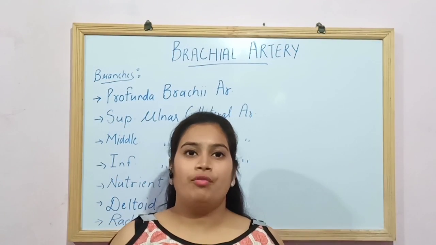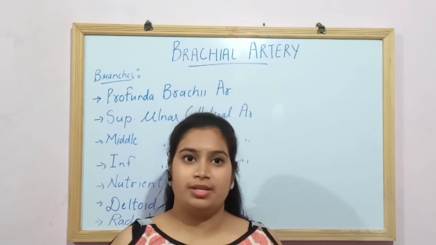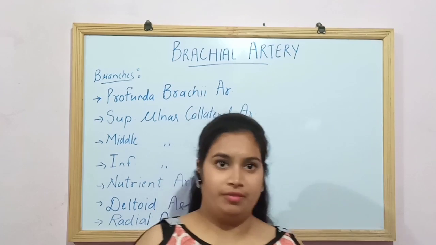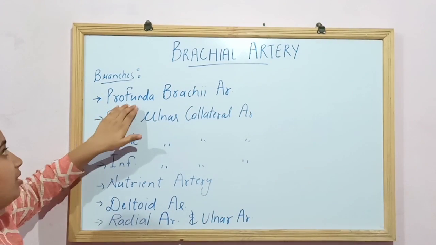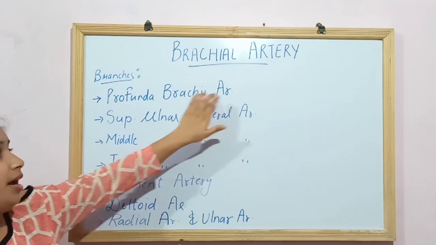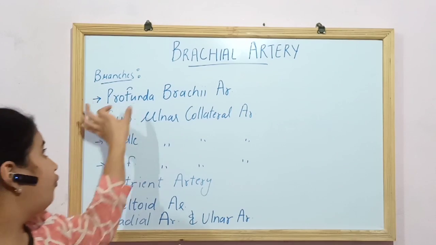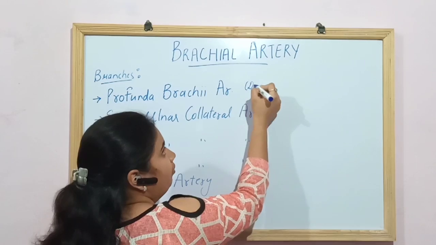Okay guys, now we are moving on towards the branches of the brachial artery. There are several branches. I am going to explain all of them. First branch is the profunda brachii artery. Profunda means deep, so it is also called the deep brachial artery.